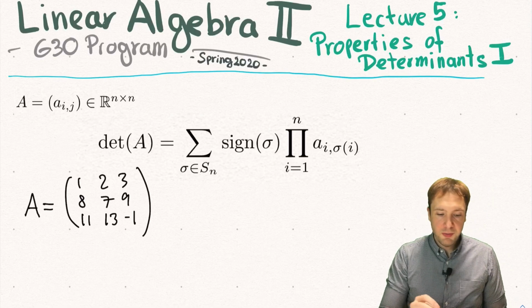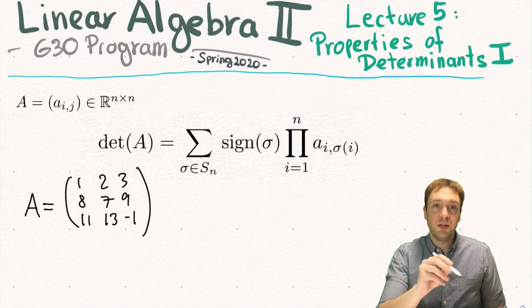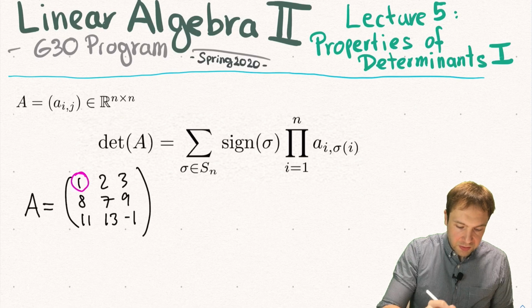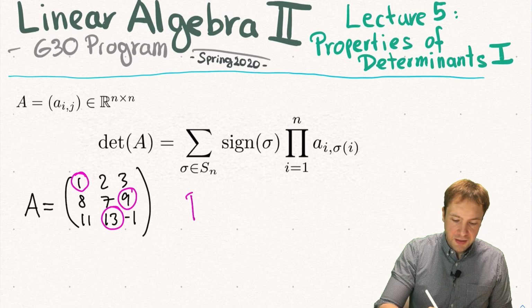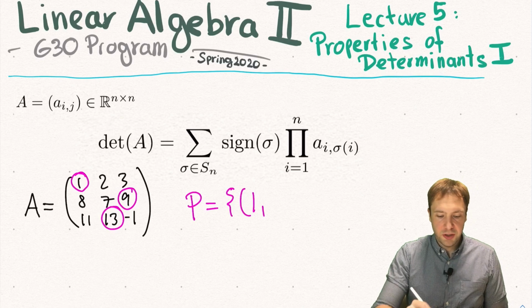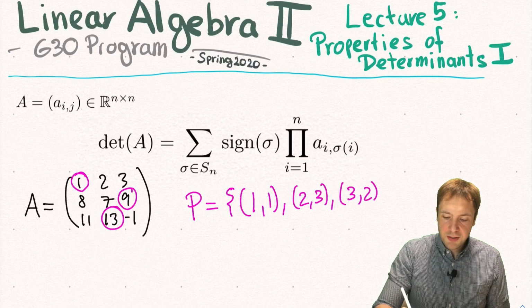like this 3 by 3 matrix, then what we considered were all so-called patterns where we needed to choose one entry in each row and each column. So for example, this would be a pattern, and then in this case we wrote this pattern like this. So in the first row I choose the first entry, in the second row the third entry, and in the third row the second entry.